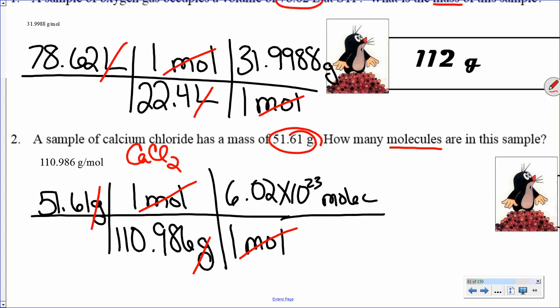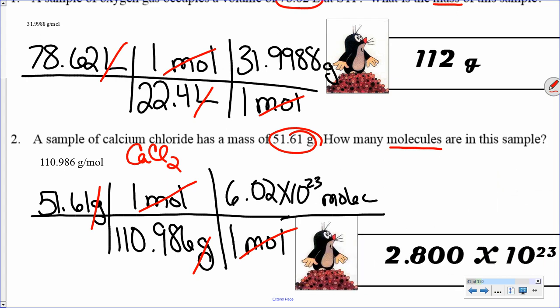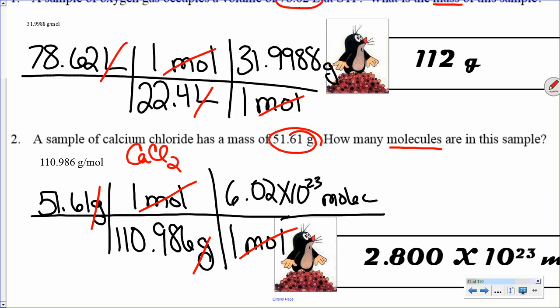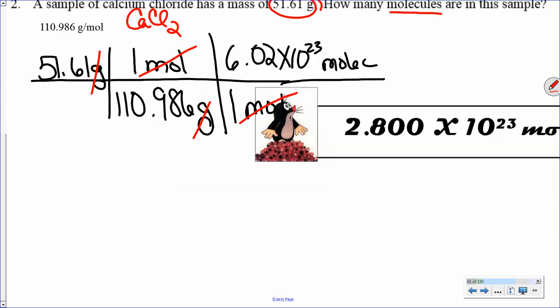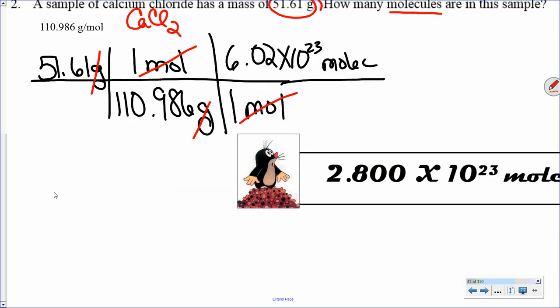So then you're just going to do 51.61 times 6.02 times 10 to the 23rd. Remember, you're using that little e to show that. And that should give us, actually I have one extra sig fig there, sorry. 2.80 times 10 to the 23rd molecules. You could actually plug this in with another 2 if you want to get that extra sig fig, but typically we'll just limit that to 3.